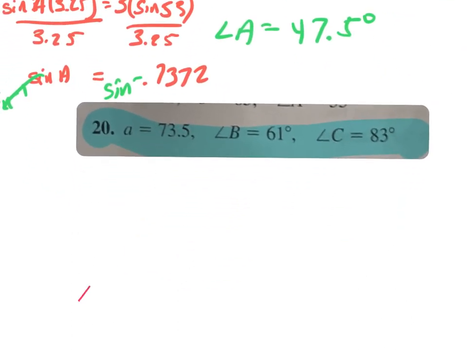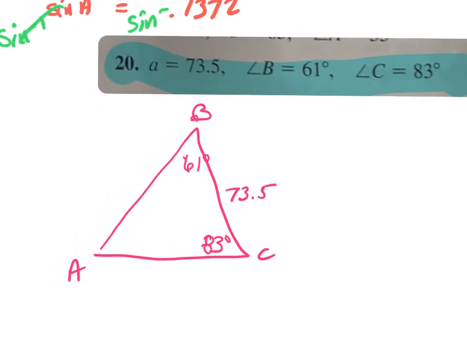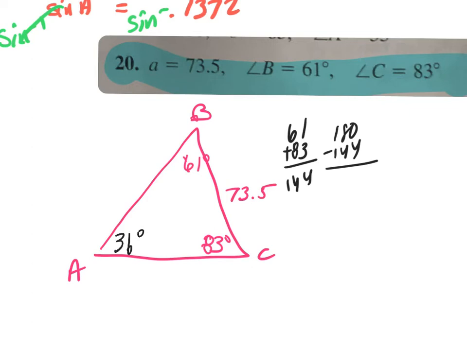All right, number 20, same thing. Let's draw a picture since we don't have one. I have angle A, angle B, angle C. So side A is across from A, so 73.5. Angle B is 61 degrees, and angle C is 83 degrees. First of all, we can find the missing angle: 61 plus 83 gives me 144. So 180 minus 144 is going to give me that missing angle. So angle A is 36 degrees.